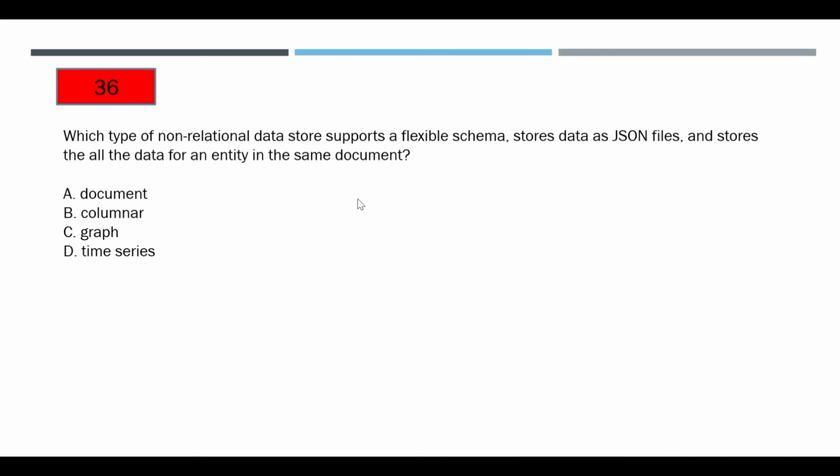So here the question is talking about a non-relational data store, and hence columnar can be struck out because it's a relational data store. And then this question is talking about JSON files and flexible schema. So both graph and time series do not support flexible schemas. So document is the only database which supports flexible schemas and data stored as JSON files. Hence we lock option A as our answer.